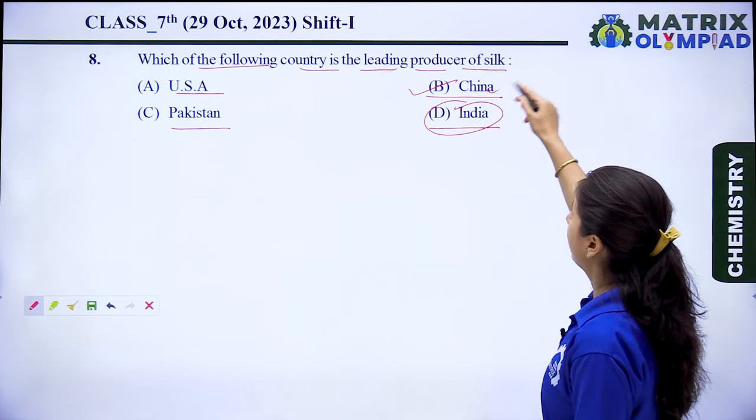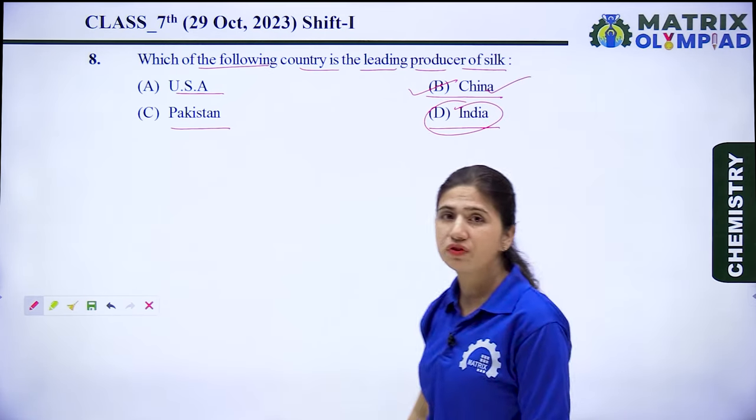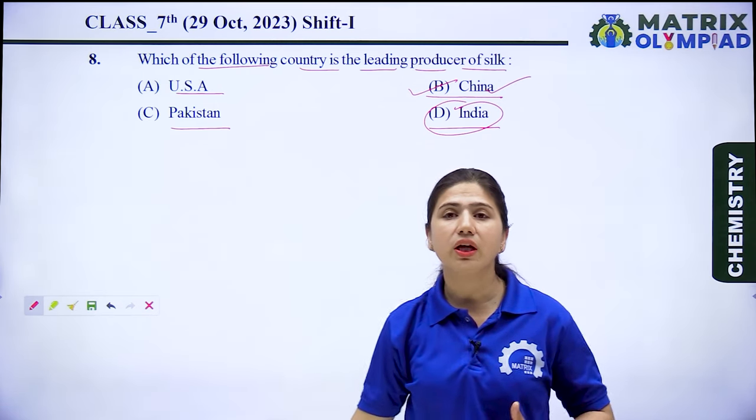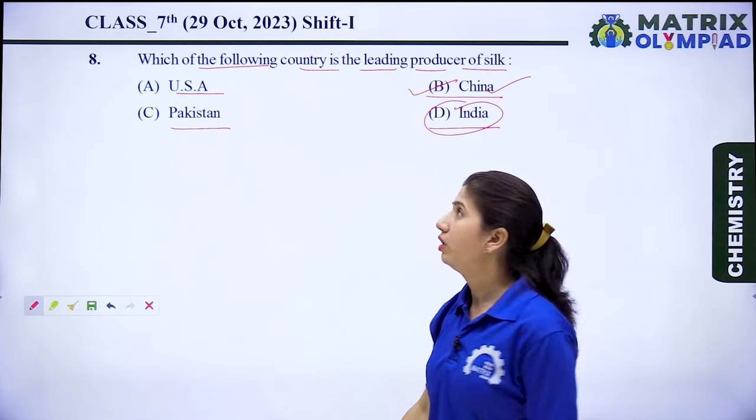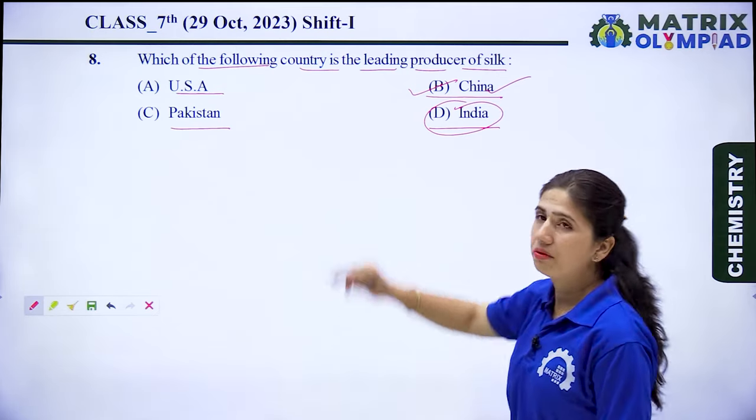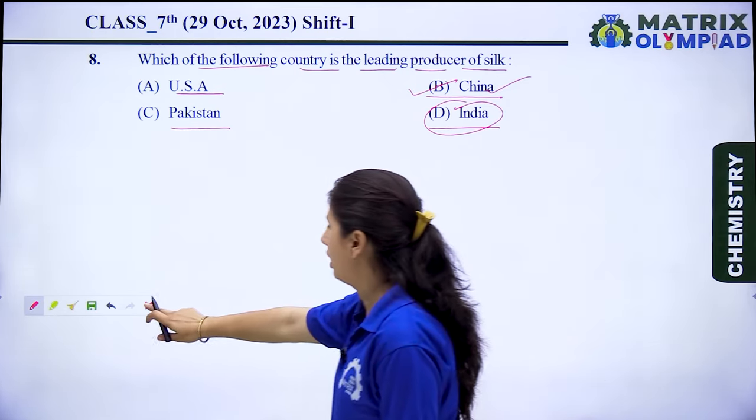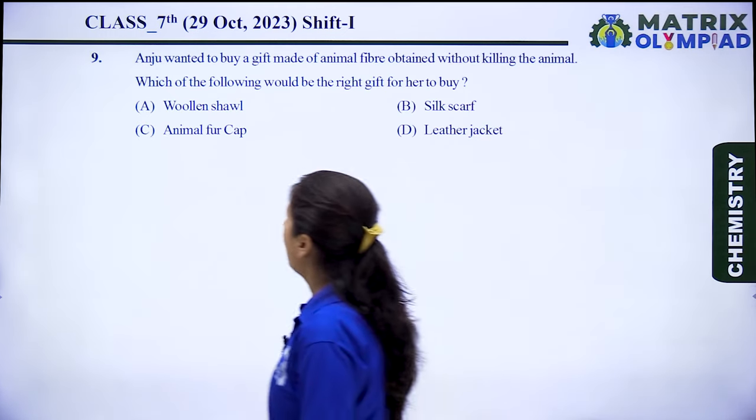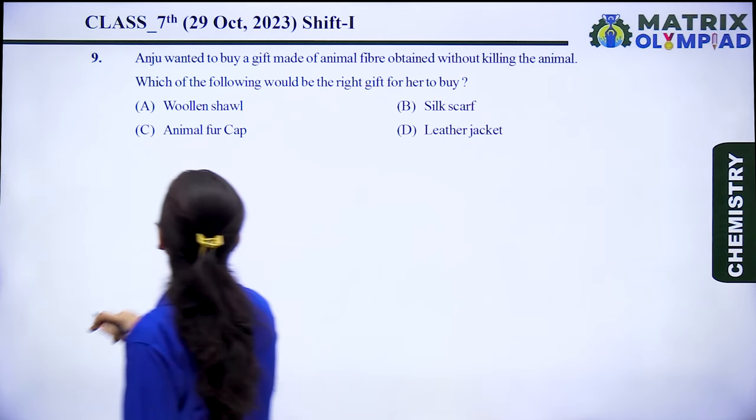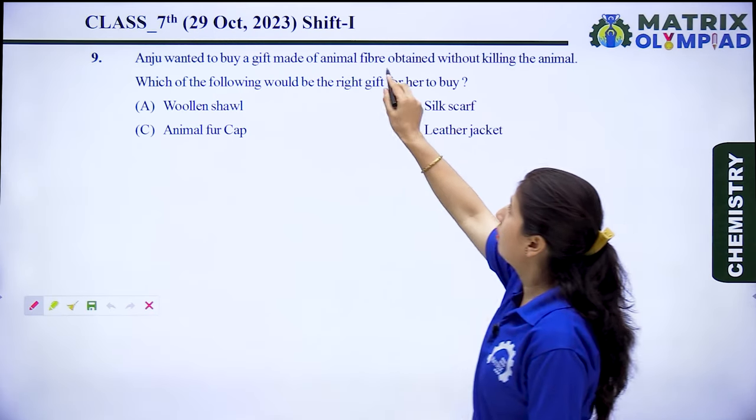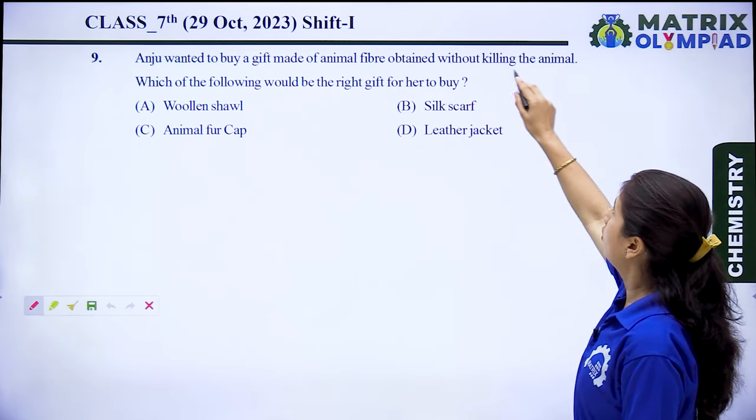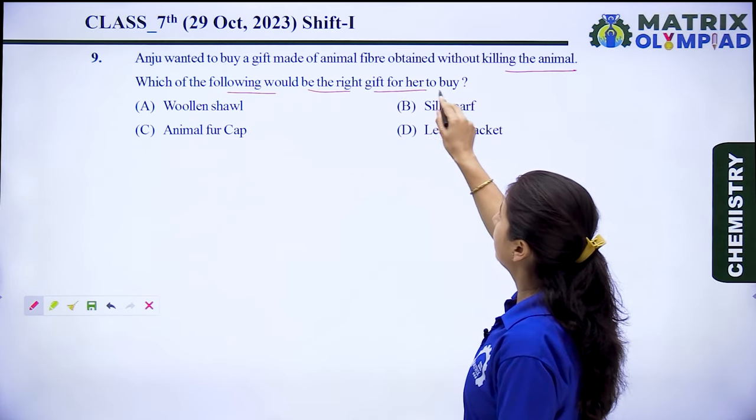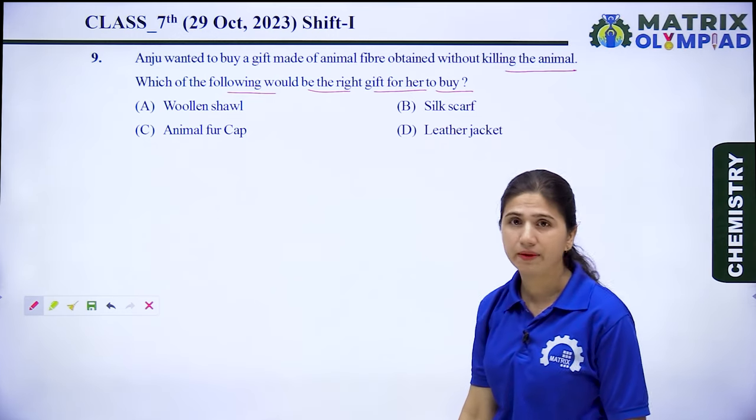Why is China the leading producer of silk? Because the climate of China is favorable for growing mulberry trees. So option B is the right option for this question. Now let's see the next question. Anju wanted to buy a gift made up of animal fiber obtained without killing the animal. Which of the following would be the right gift for her to buy?